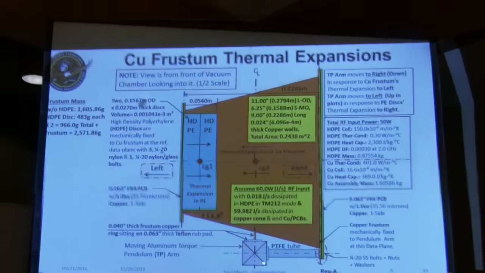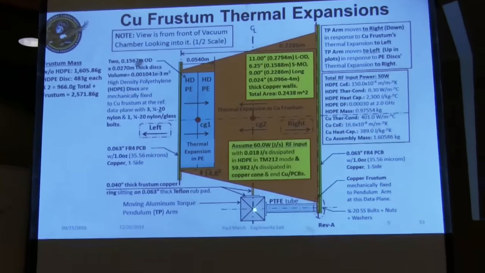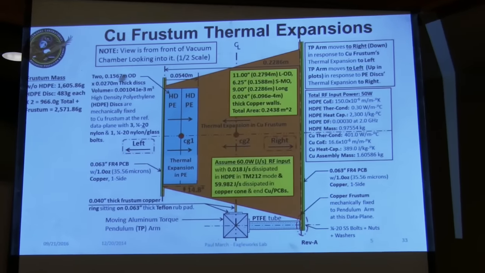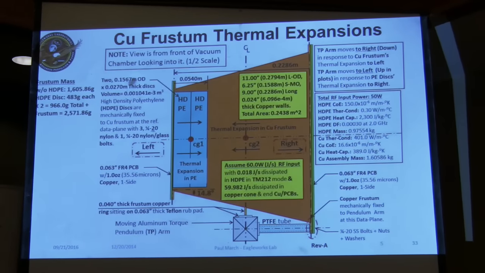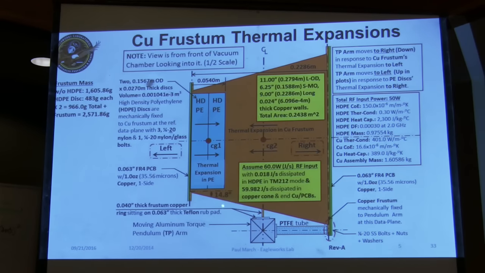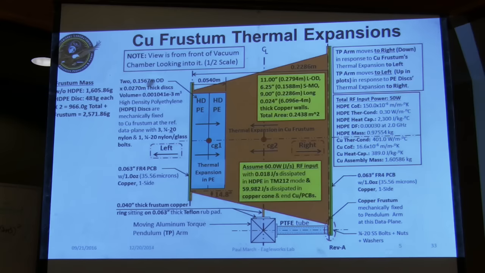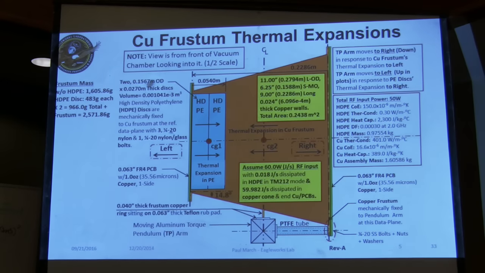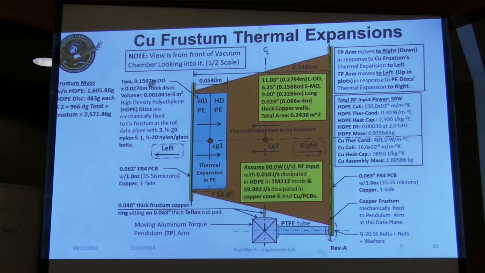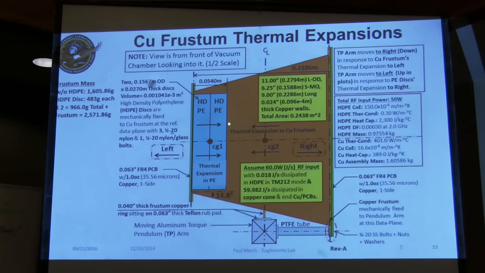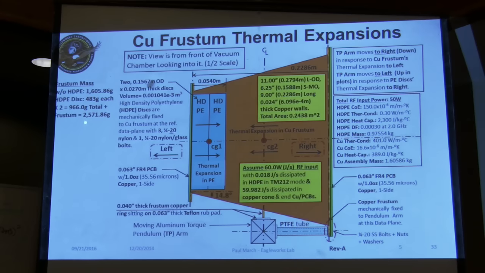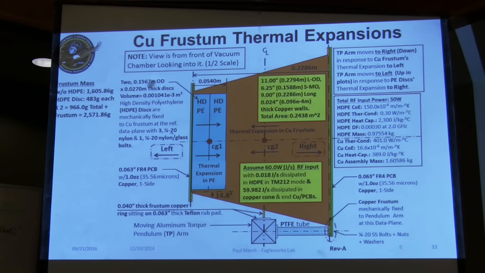Again, this is the cross section of the aluminum bar, that's the torque pendulum arm, and we just had it bolted up to that. Okay, so this is our test article as we've been using it for most of the time. It had a 14.8 degree cone slope. Total weight: the cavity without the polyethylene was 1.6 kilograms. With the polyethylene, it was 2.57 kilograms.